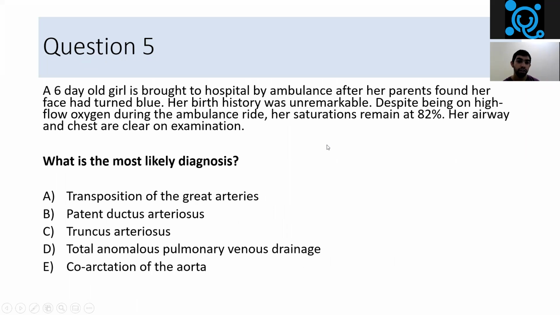So, going on to question 5. A 6-day-old girl is brought to hospital by ambulance after her parents found her face had turned blue. She had an unremarkable birth history, and despite being on high-flow oxygen during the ambulance ride, saturations remain at 82%. Her airway and chest are clear on examination. What is the most likely diagnosis?